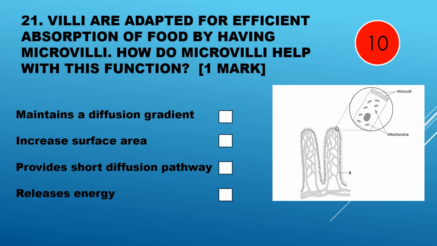Question 21. Villi are adapted for efficient absorption of food by having microvilli. How do microvilli help with this function? Do they maintain a diffusion gradient? Do they increase the surface area? Do they provide a short diffusion pathway? Or do they release energy? Microvilli increase the surface area.